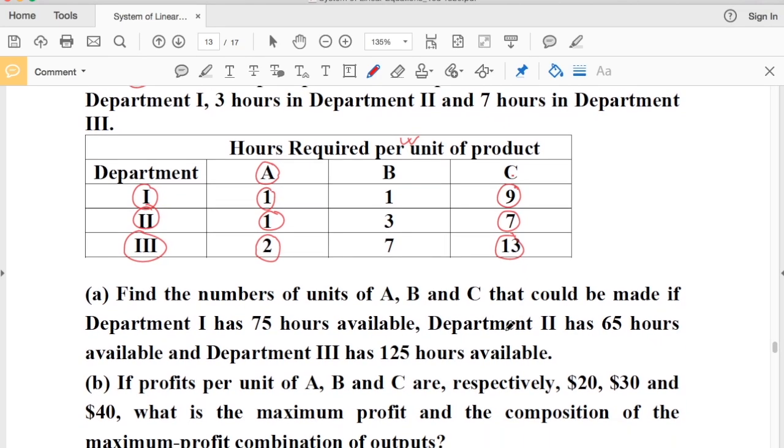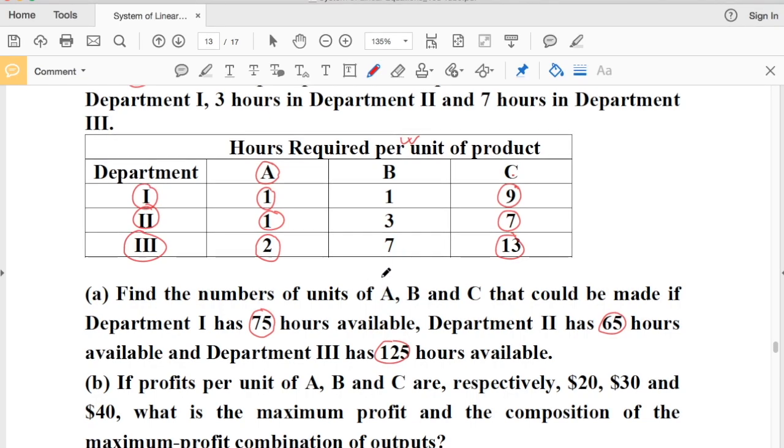And the main restriction is here. Department 1 has 75 hours available, department 2 has 65 hours available, department 3 has 125 hours available. And you need to find the total number of units of the three products. Let's say the total number of units of product A is X, product B is Y, and product C is Z.